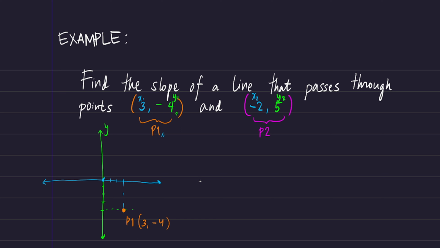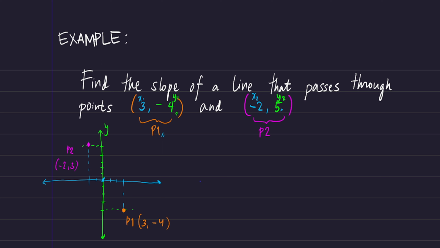Next, we have point 2, and point 2 is negative 2, 5. Ang x ay negative 2. So, 2 steps pakaliwa galing sa origin. So, ito ang ating origin. 1, 2. Ayan. Then, we have 5 sa y. So, since positive itong 5, ito ay 5 steps pataas. So, we have 1, 2, 3, 4, 5. Okay. So, magdodrawing tayo ng linya. And kung saan sila mag-i-intersect, ay nandoon yung coordinate. So, this is P2. At ang coordinate niya ay negative 2, 5.